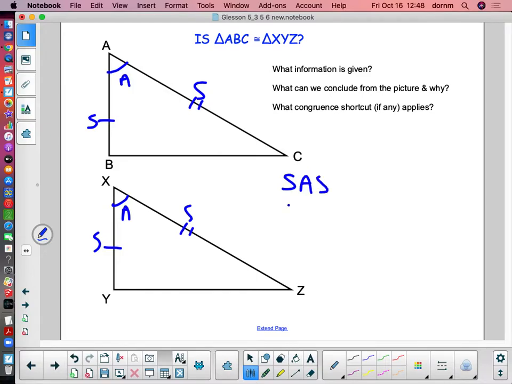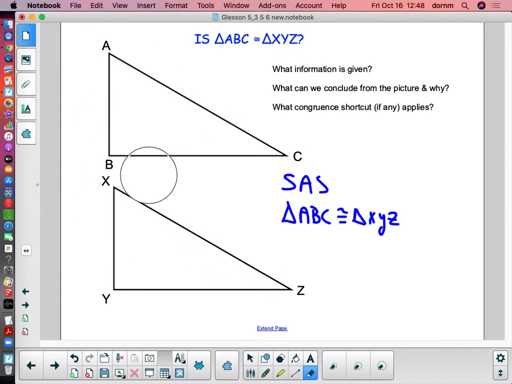And the triangle congruence statement is something we always want. And here we say triangle ABC is congruent to triangle XYZ. So this is an example of a side angle side shortcut.